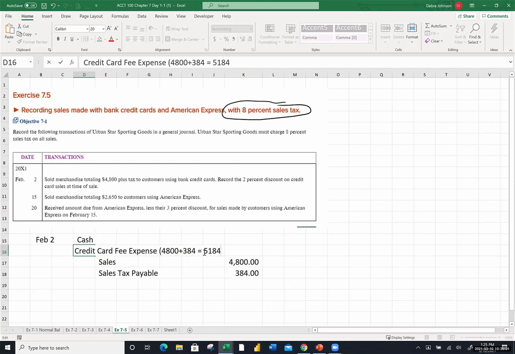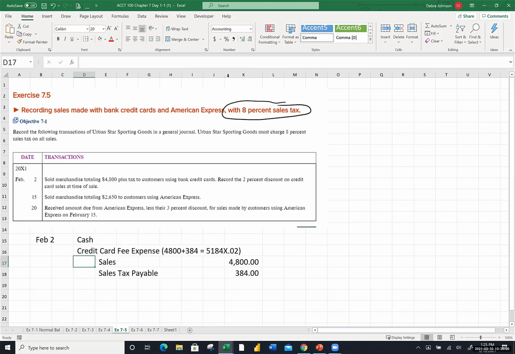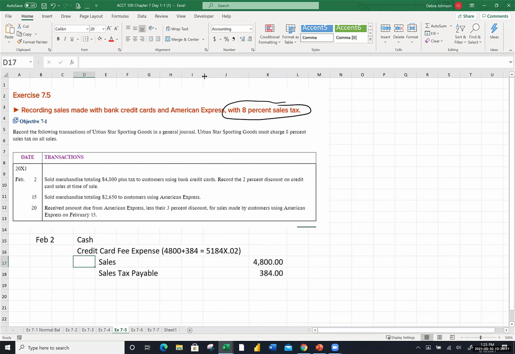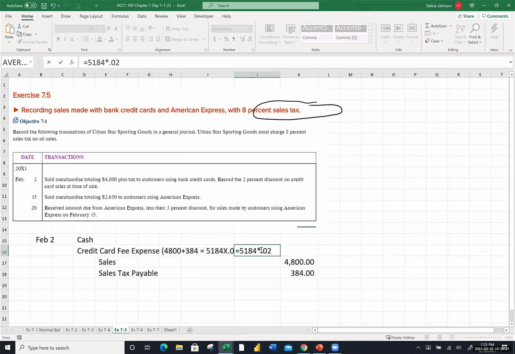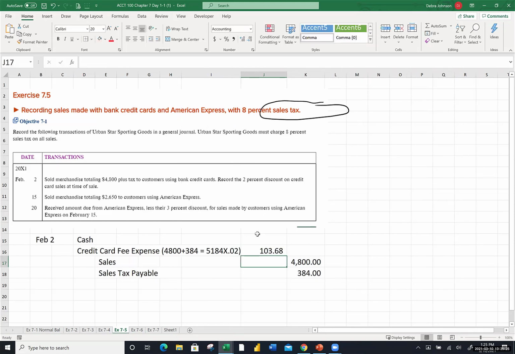5,184. The credit card company is going to get 2%. Okay, so we're going to take that 5,184 and we're going to split it between the bank and us. So go ahead and do that on your calculator. 5,184 times 2%. And the rest of it is going to the company.